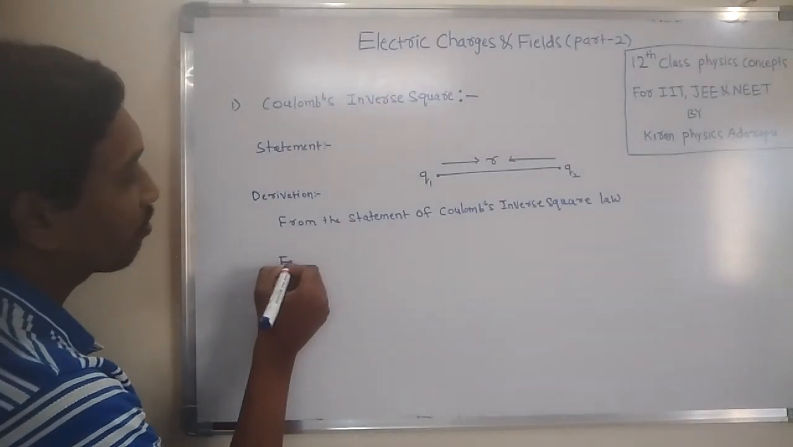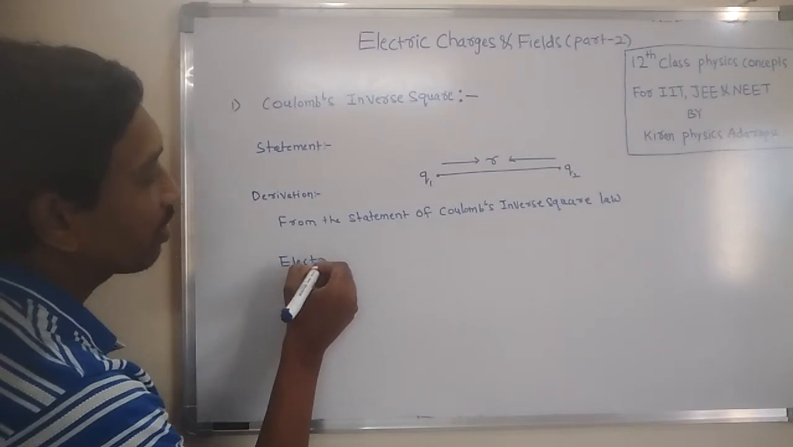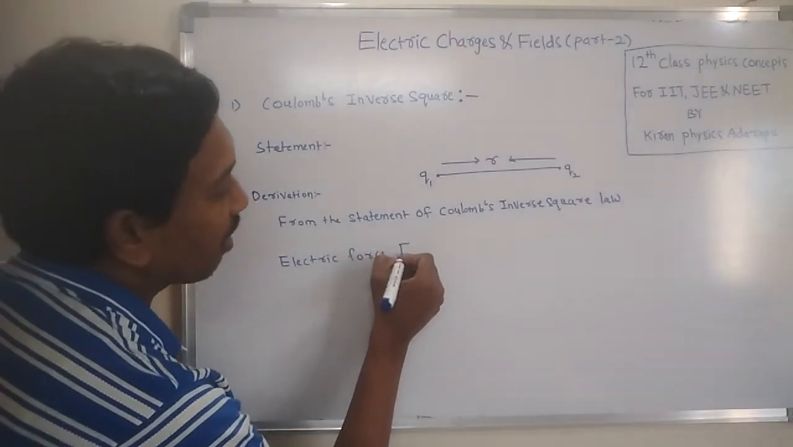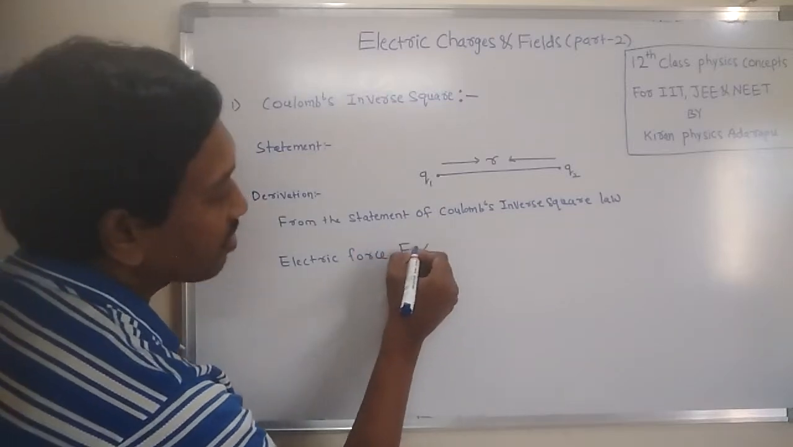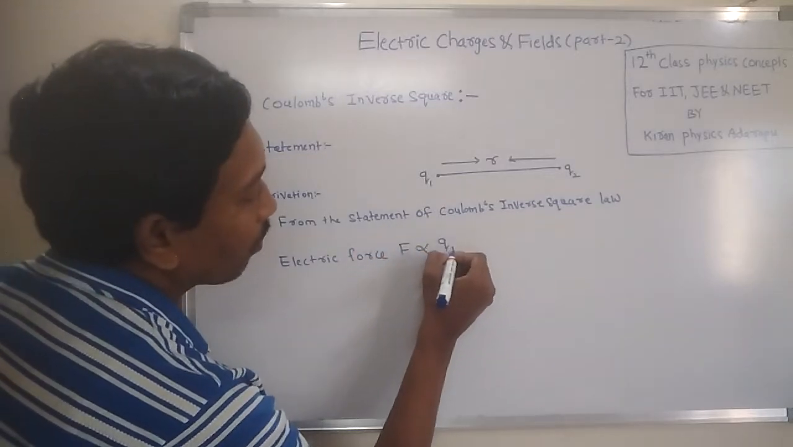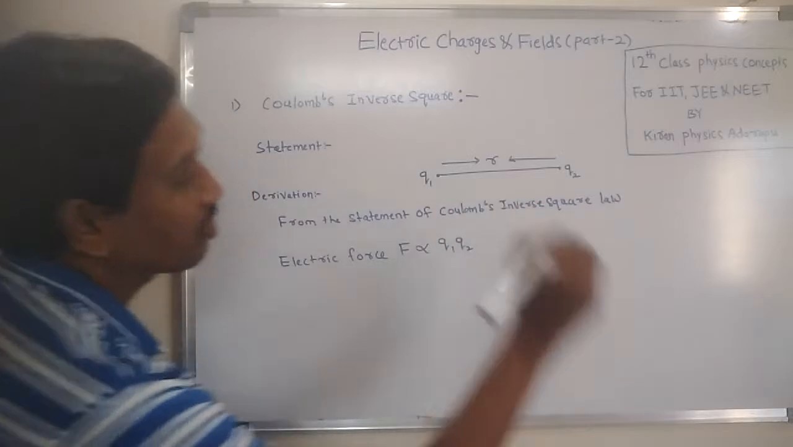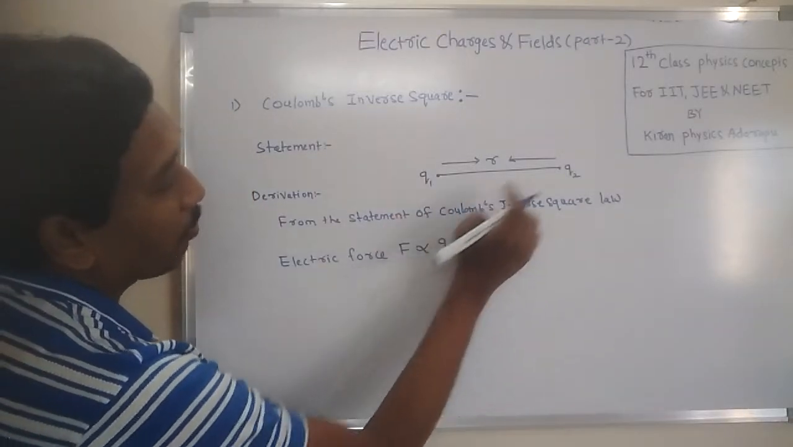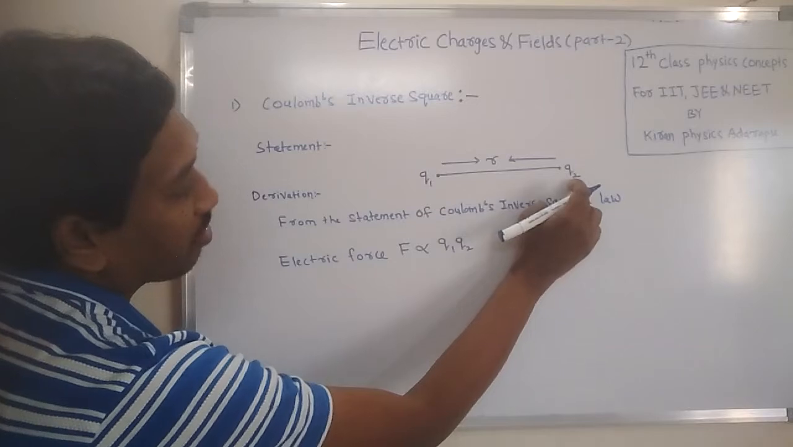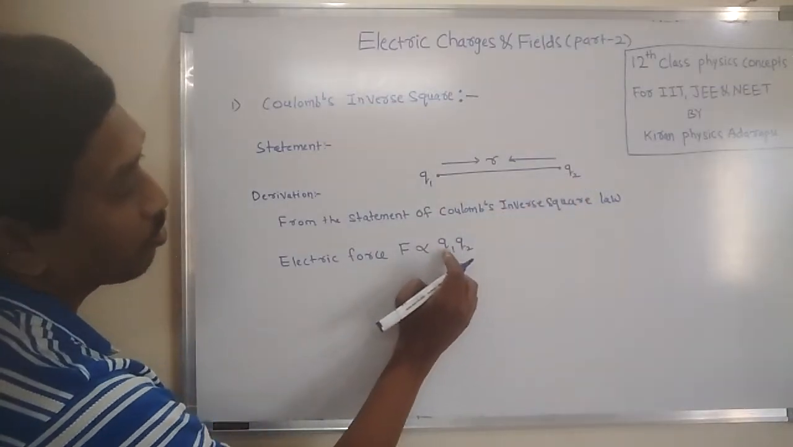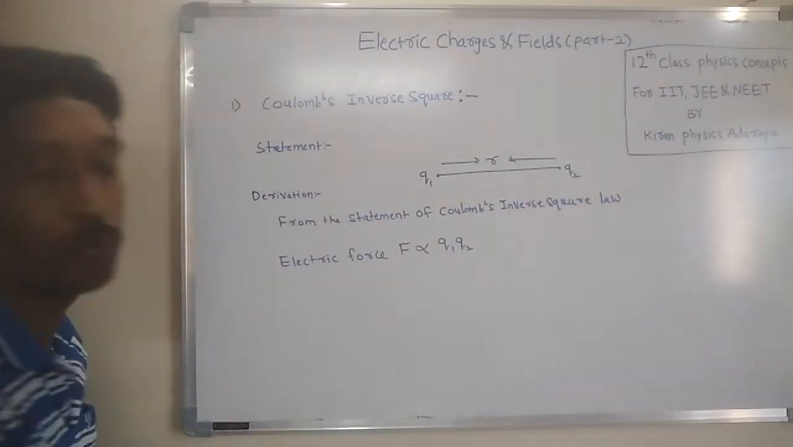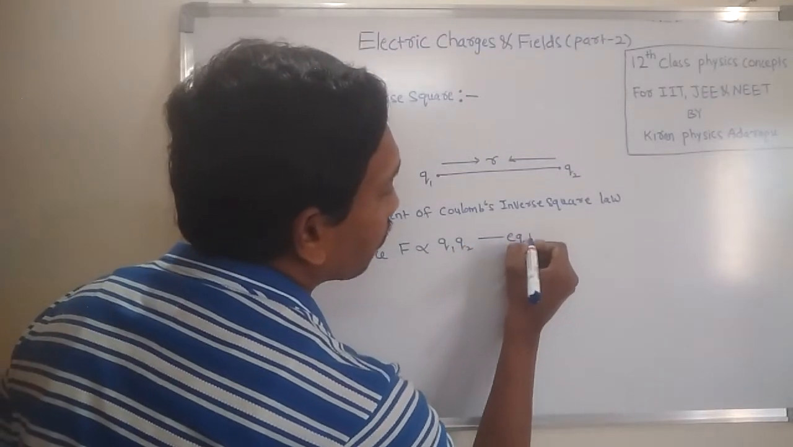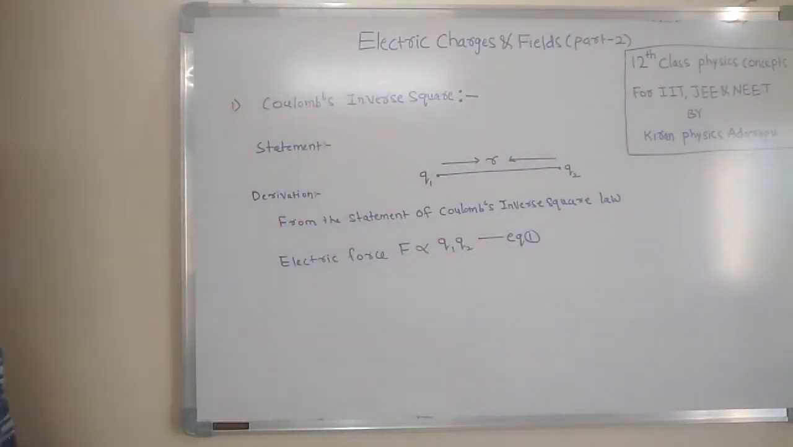That means in the electric force equation, if we denote the electric force by F, this electric force F is directly proportional to the product of magnitudes of the two charges. The magnitude of one charge is Q1 and the magnitude of the other charge is Q2, so the product of magnitudes of the two charges is Q1 into Q2. This is equation number 1 from the statement of Coulomb's inverse square law.